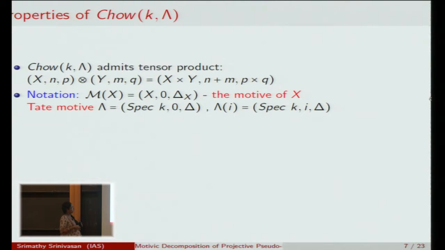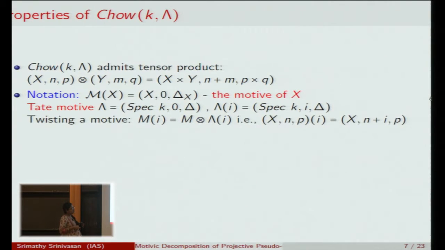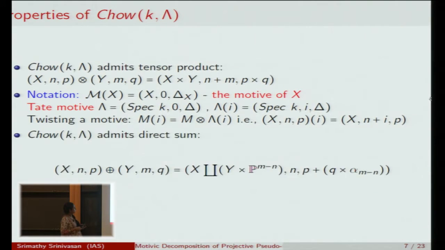And also there are other special objects. One special object is the Tate motive. It's just the motive of the point Spec k, 0, comma, the diagonal, and you can also twist the Tate motive by an integer i. So the effect of this is just instead of 0 here you have an i here. Okay, and in general you can twist any motive by an integer i. So this is basically tensoring with the Tate motive shifted by i. So the effect of this is just whenever you have n here, if it is twisted by i, it becomes n plus i. Okay, so these are the operations you can do here.